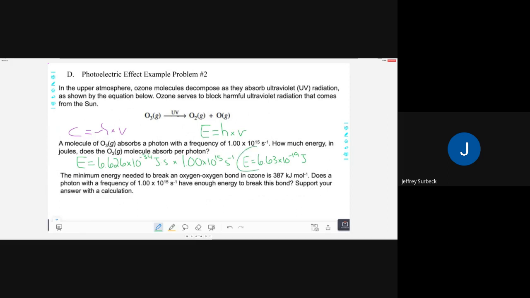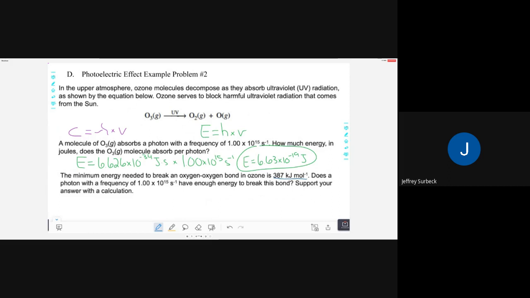All right. Then it says the minimum energy needed to break that oxygen-oxygen bond in ozone is 387 kilojoules per mole. Does a photon with the frequency that we have seen here have enough energy to break the bond? Support our answer with our calculation. So the first thing, I'm just going to reorient this value here of 387 kilojoules per mole into a more realistic format here. So what I like to do is this.